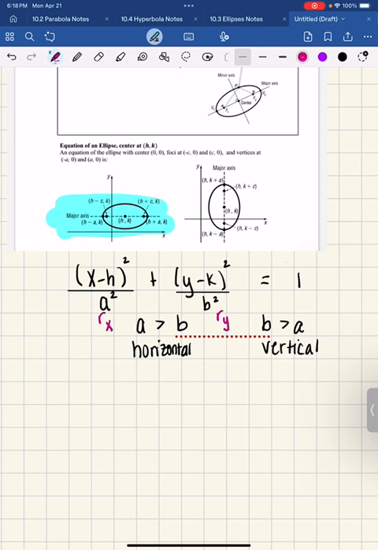Everything happens from the center of the ellipse. So if I have a center, I'm going to move right and left from the center, the x radius, and I'm going to move up and down the y radius. And we're going to talk about these foci in a minute.